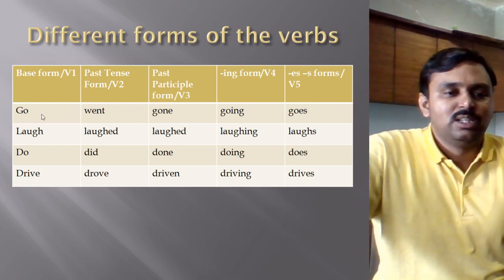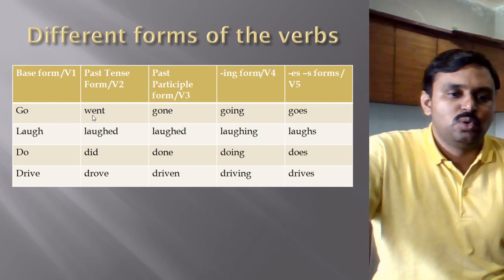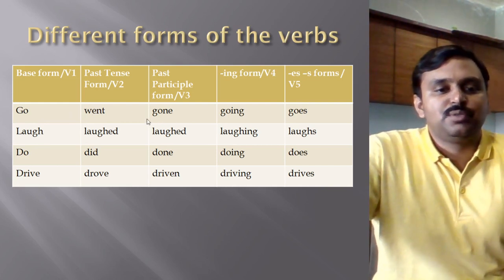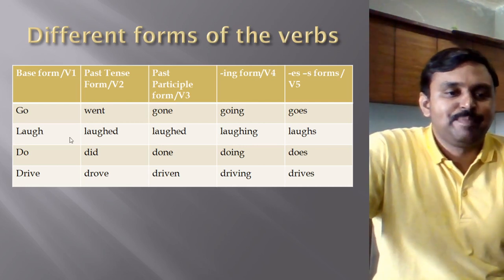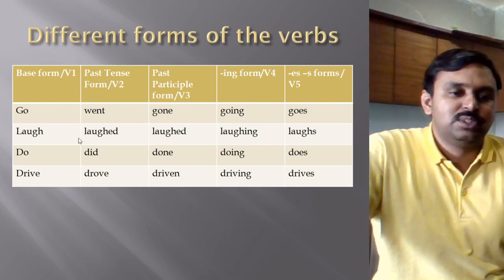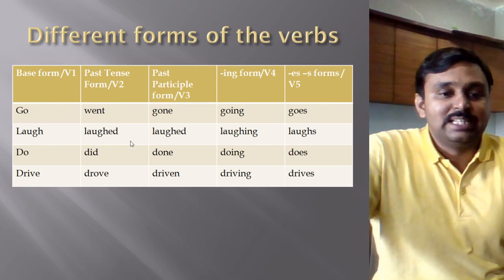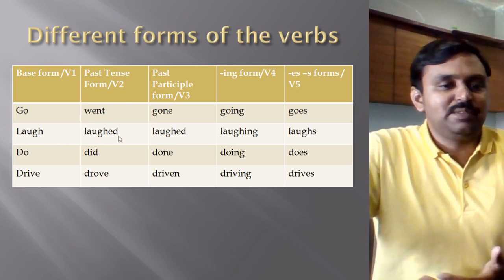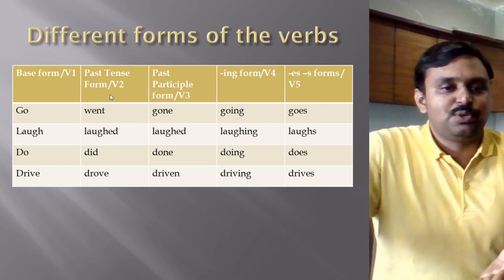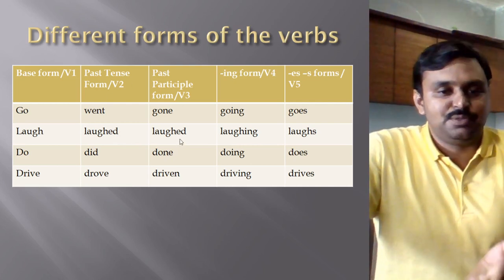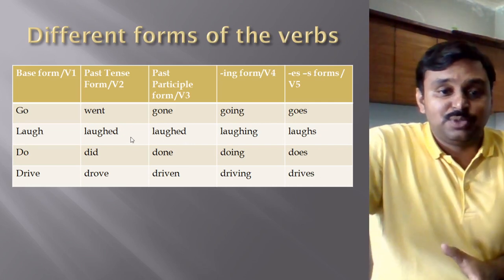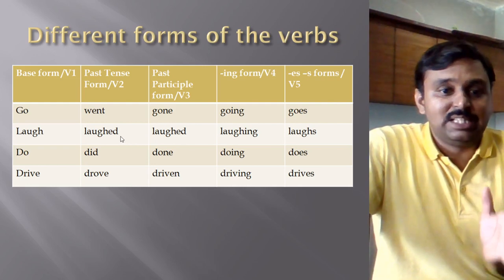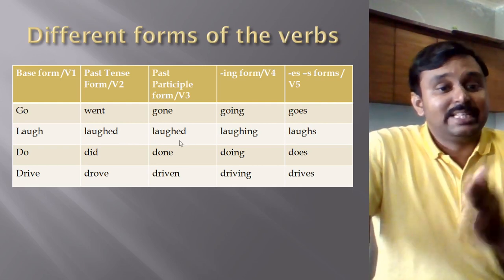Now listen here. If you look at the verb go, it's changing in a different manner, like go, went and gone. All 3 forms are changing in different ways. But if you look at the verb laugh, then laughed and laughed, it is changing in a different way. Now remember, these verbs are changing with the ed form. The past form and the past participle form are the same. Such verbs are called regular verbs.